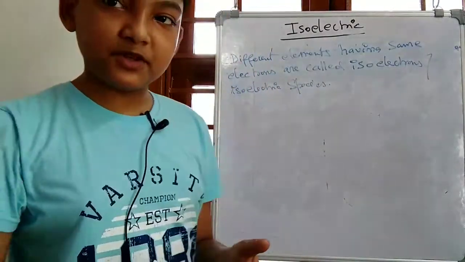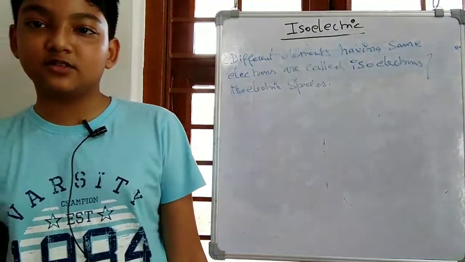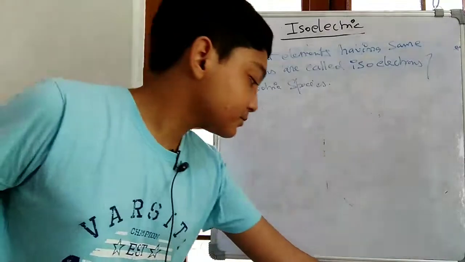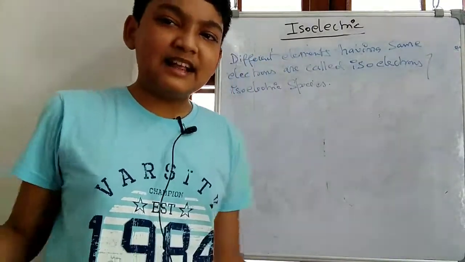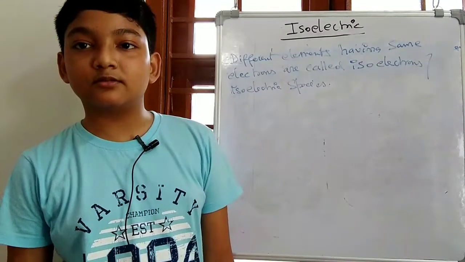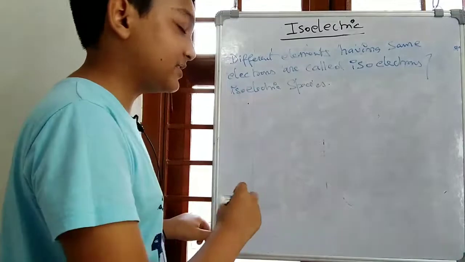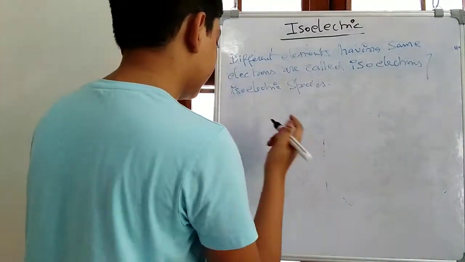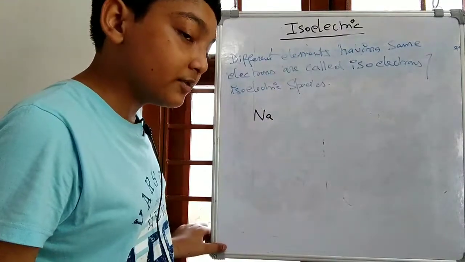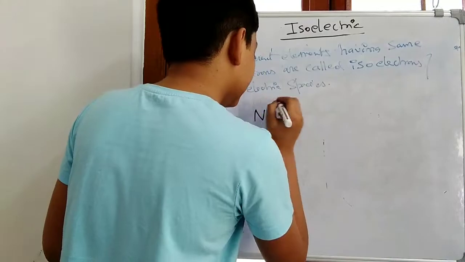Species means species like fish, animals, humans, Homo sapiens. These are all species. So now let's just take an example. Without examples, everything looks boring. So one example is, let us take Na. What is Na? Sodium. Na minus.